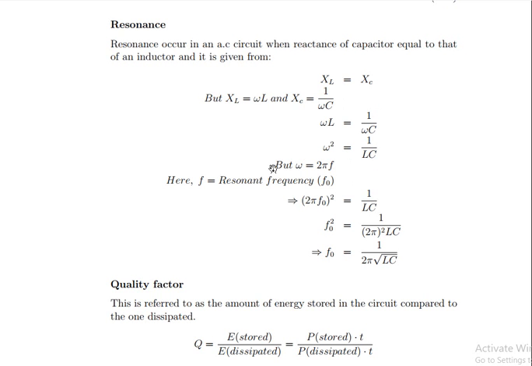So you know that omega is equal to 2 pi f. When we substitute, we see that f squared is equal to 1 over 4 pi squared LC. So here we see that f0 is equal to 1 over 2 pi times the square root of LC.